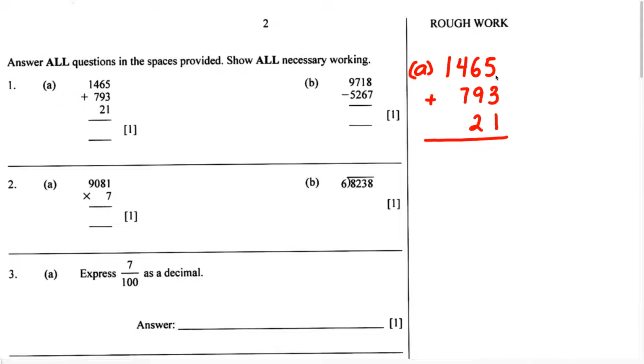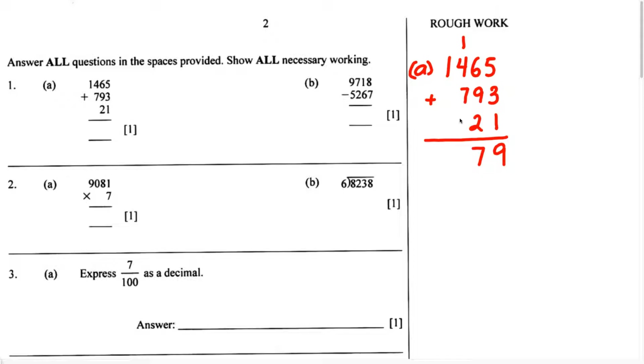Now we can say 5 plus 3 is going to give us 8. 8 plus 1 is going to give us 9. Now we're going to add the next unit over, which is the tens unit. Now we're going to say 6 plus 9 is going to give us 15. 15 plus 2 is going to give us 17. So because we have 17, we're going to write the 7 and carry the 1.